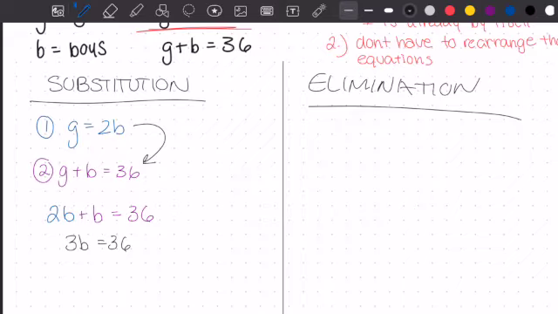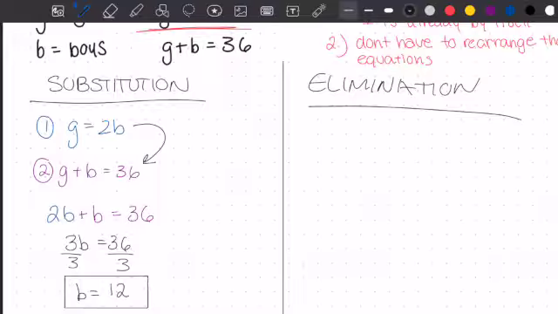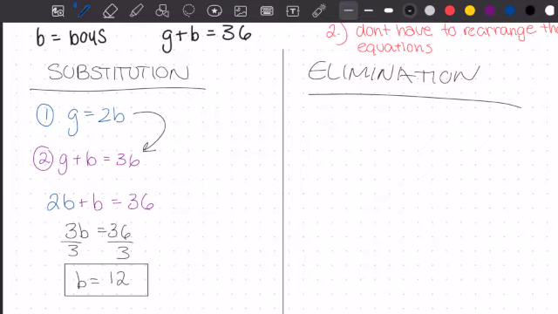And how do I finish solving this problem? What's my next step? Division, yeah. So divide both sides by 3. B is equal to what? Kevin, what's 36 divided by 3? 12, thank you. Okay, so B is equal to 12. There are 12 boys in the class.